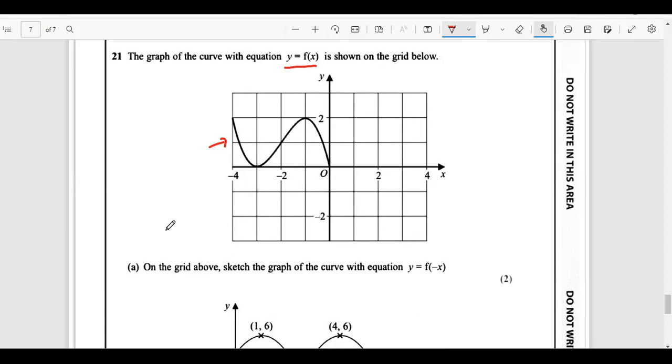So I think the first coordinate would be 1 minus 2. No, Abdullah, wait a second. Whenever you have minus with x, it would be the reflection in the y-axis. So this would be a point, this would be a point, and then this would be a point. So we'll connect them. Not like this. It should be a curve.